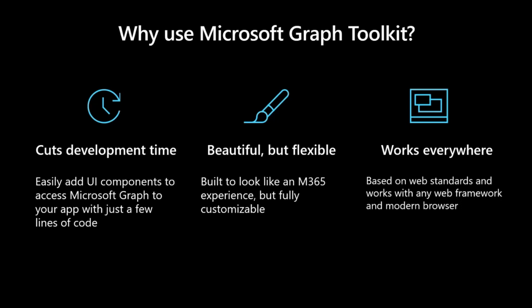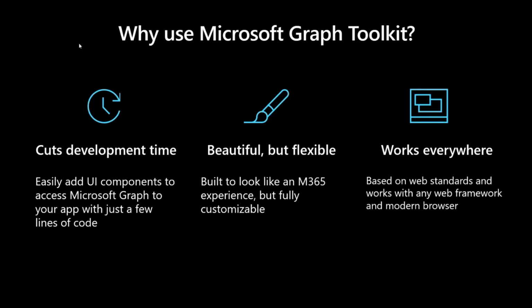They're beautiful, but they're flexible. Our components are built to look like M365, and you're going to see in this session that they look even more like M365 in our future version, but they're fully customizable. So if you want to make them look like your own brand, you can do it, and they work everywhere. So that's where you want to use the Graph Toolkit. Let's move on directly to what's new for V3.